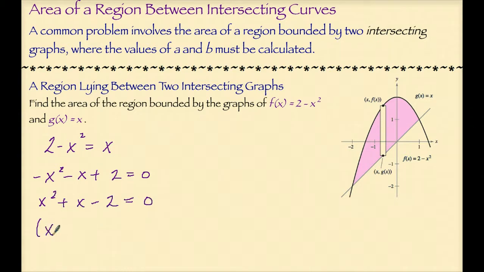This quadratic factors into x plus 2 times x minus 1, and setting each of those factors equal to 0 yields the 2 points of intersection, x equals negative 2 and x equals 1. So these graphs are intersecting at negative 2 and 1. That can be seen pretty clearly in this graph. However, that's not always the case. Be willing to go to algebra to determine where the two graphs are intersecting.